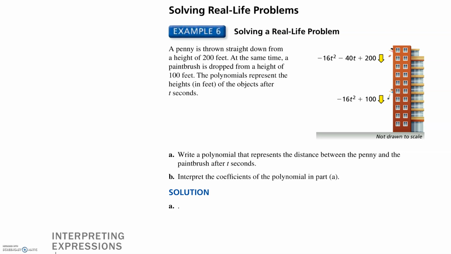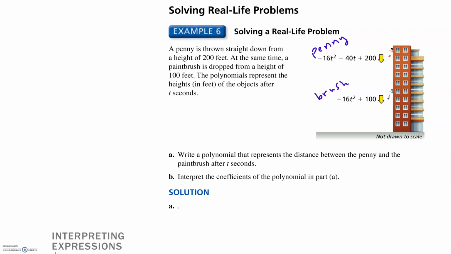So we have a penny that is thrown straight down from a height of 200 feet. At the very same time, a paintbrush is dropped from a height of 100 feet. The polynomials over here, there are 2 of them, represent the height of the objects after t seconds. The top one must be the penny because it was dropped from a higher height than the paintbrush. So the penny is the top one, the brush is the bottom one.